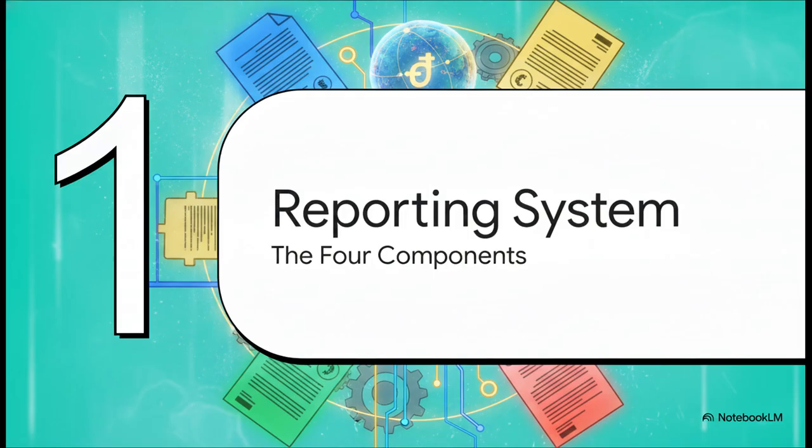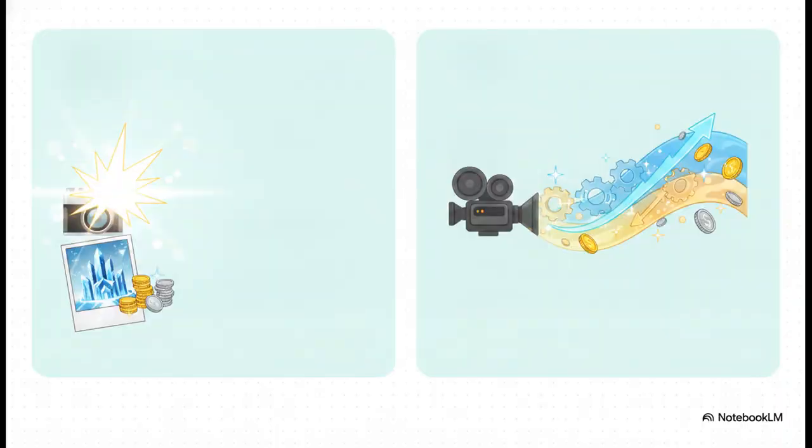Section 1, the financial reporting system and its 4 components. So, under Vietnamese accounting standards, specifically VAS 21, a complete set of enterprise financial statements is never just one single document. It actually requires 4 distinct, yet deeply interconnected components.